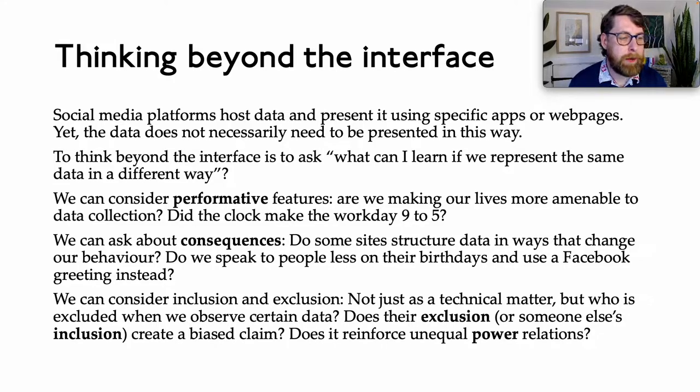Finally, we can think about inclusion and exclusion criteria. That happens in a lot of places, but we can think about that here in terms of what data is available and what questions we would ask of that data. Who is excluded when we observe certain data? Does their exclusion create a biased claim? If we're only looking at Twitter data and talking about politics, we're probably excluding some voters. Which ones? And does that matter, and how?